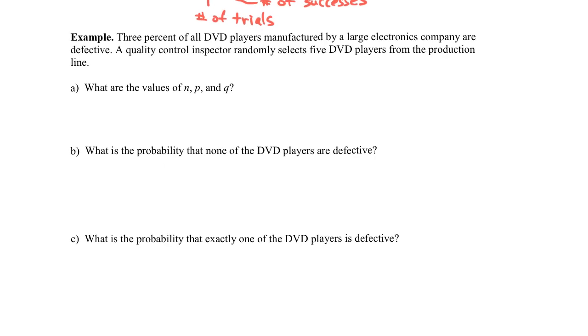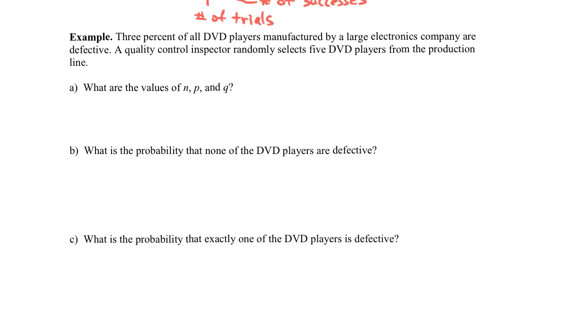So let's look at this example. So we have, let's see, 3% of all DVD players manufactured by a large electronics company are defective. A quality control inspector randomly selects 5 DVD players from the production. So 5 DVD players. Think of it as this huge pile of DVD players. Just think of thousands of them in here. Some of them are bad. 3% are bad.